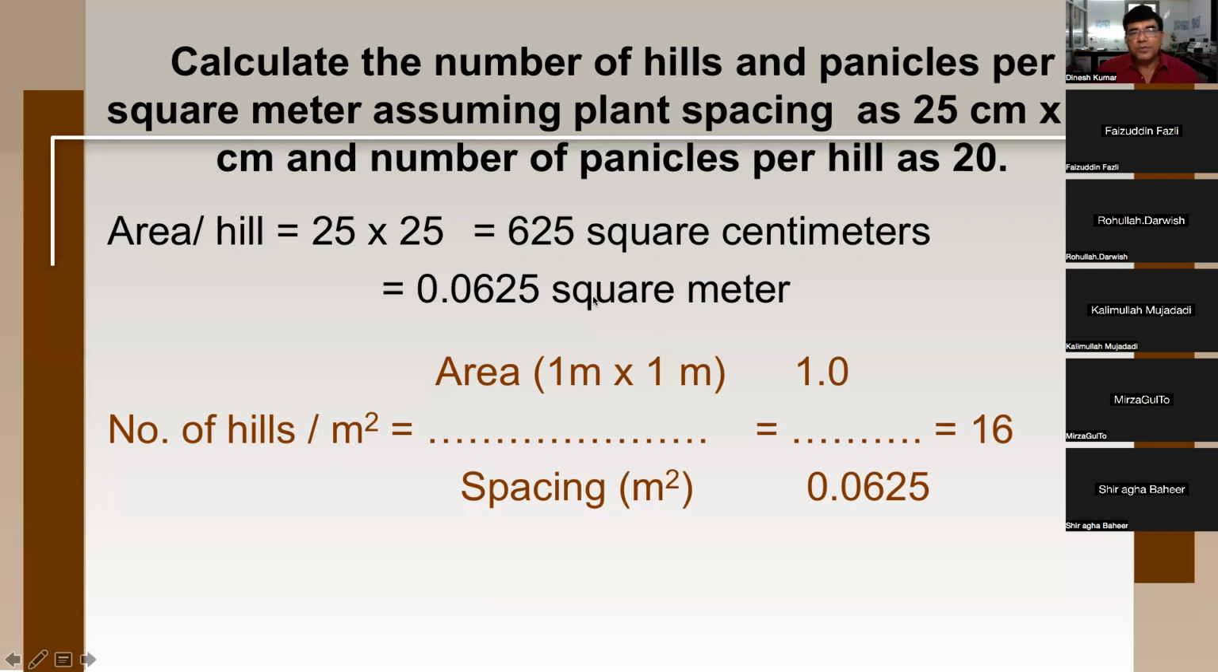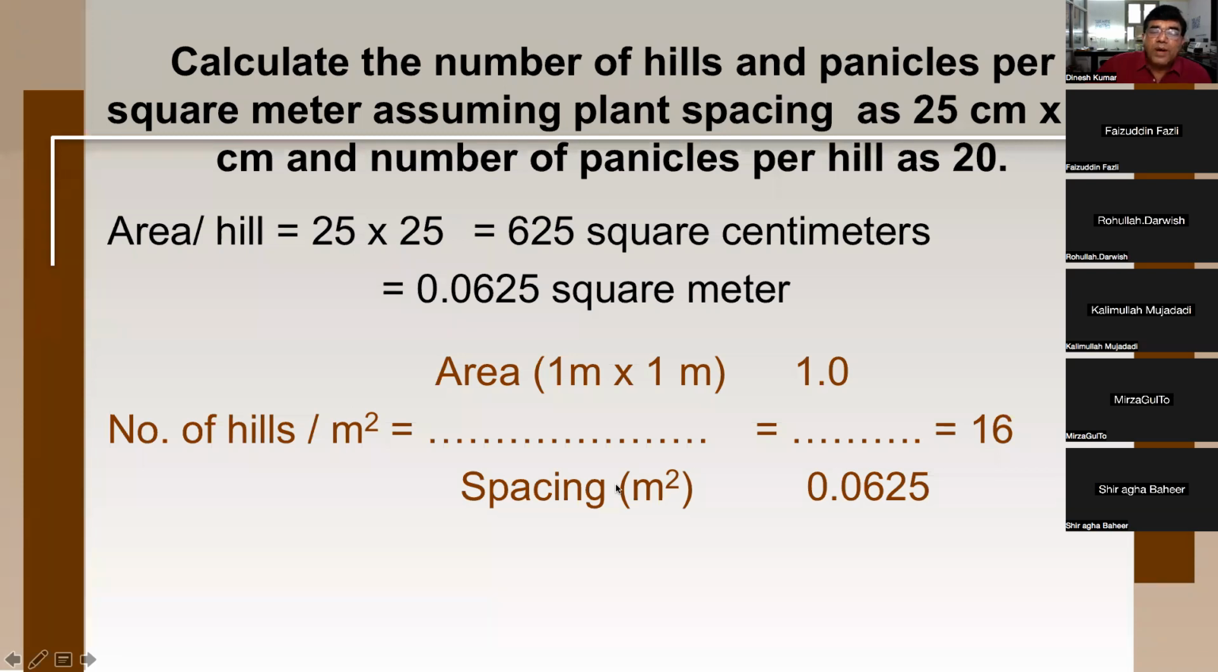So now you need to calculate in 1 meter square, how many hills will be there? Hills means a place in the field where you have transplanted the rice seedling. That place in rice is known as hill. Number of hills per meter square. So you know area is 1 meter into 1 meter, and area divided by spacing.